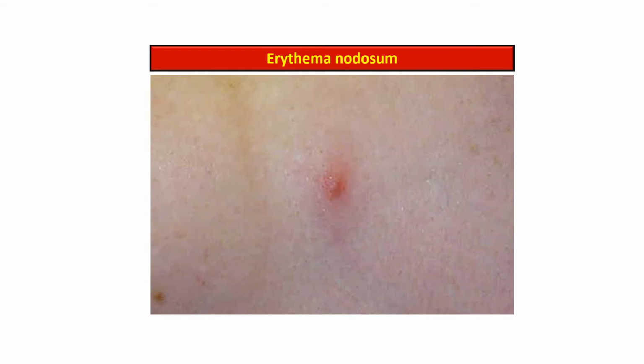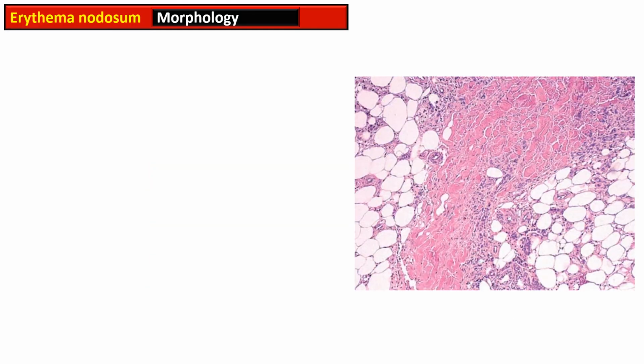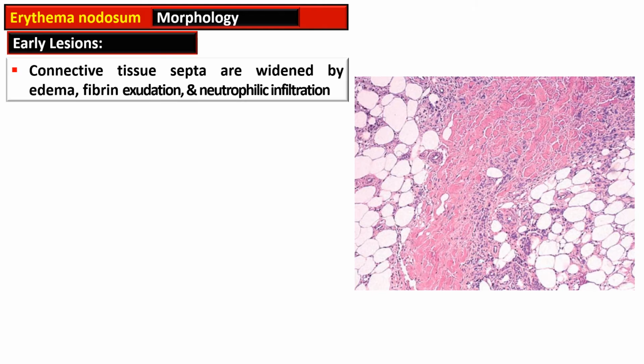This is the lesion of erythema nodosum, the elevated central tender nodule, and it is surrounded by a zone of erythema. Such a lesion may reach up to several centimeters in size over a week or month. The morphology of erythema nodosum is variable depending on the age of the lesion.